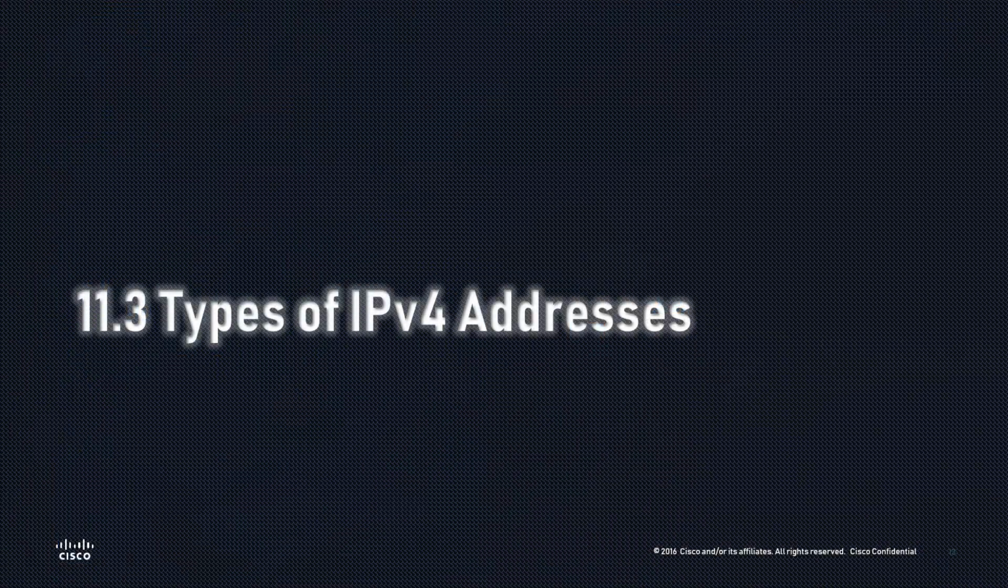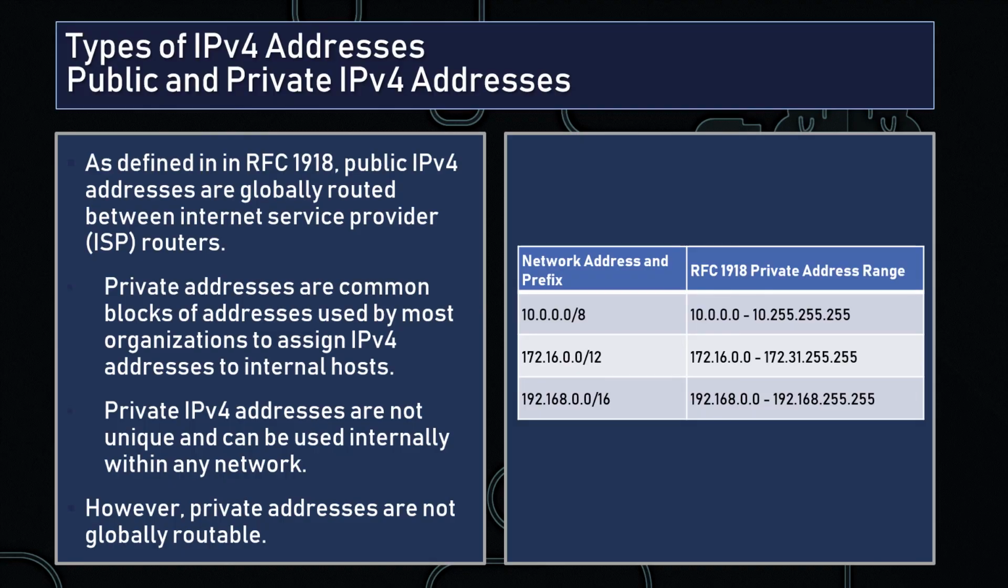Now let's look at some types of IPv4 addresses. As defined in RFC 1918, public IPv4 addresses are globally routed between ISPs. Private addresses are common blocks used internally to assign and save the large bulk of IP addresses that are available. Inside the private address range, we can have whatever IPs we like, provided they don't conflict with each other, and then they will be translated to the public IP address externally through our router. Because of this, private addresses are not globally routable, at least not in IPv4.